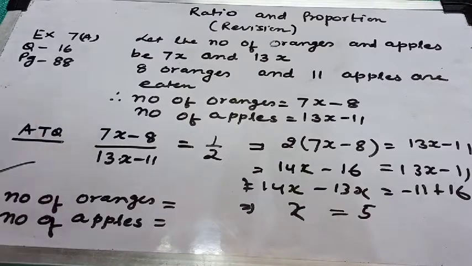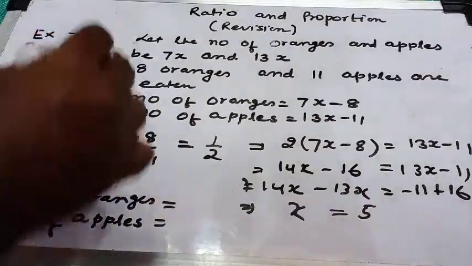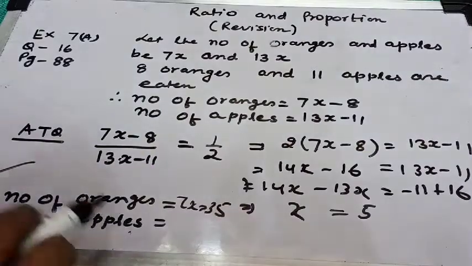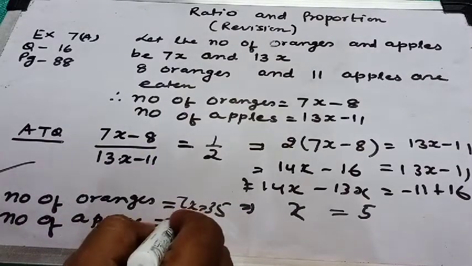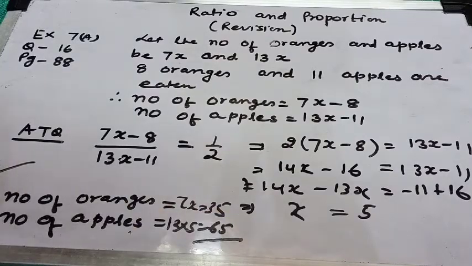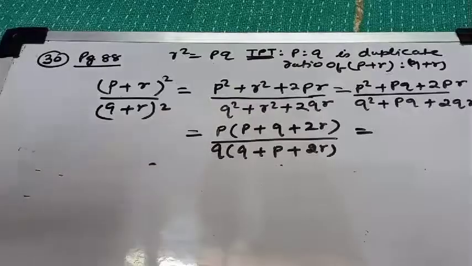Since we have to find out the number of oranges, which we have considered as 7x, it will be 35. And the number of apples was 13x, so 13 into 5, that is equal to 65. So the number of oranges is 35 and the number of apples is how much? 65.